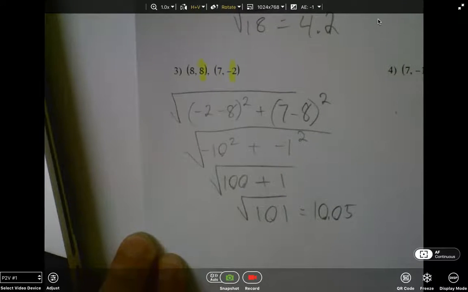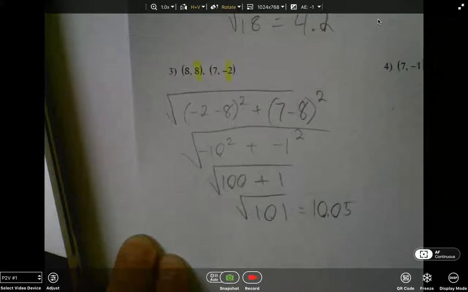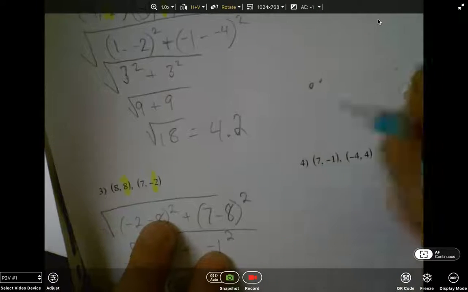Whether you do it in the beginning or during class, I want you to try numbers 2 and 4. If you get them right, that will make me very happy.